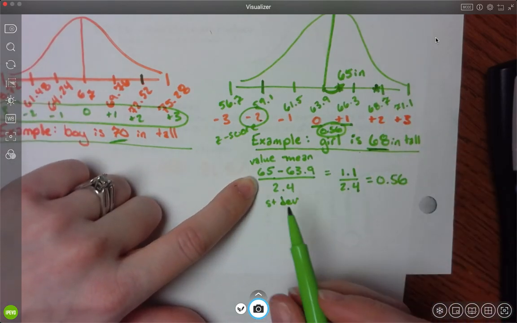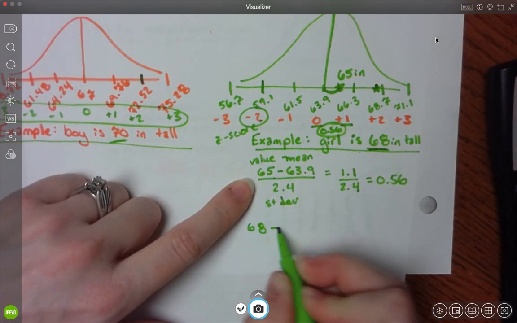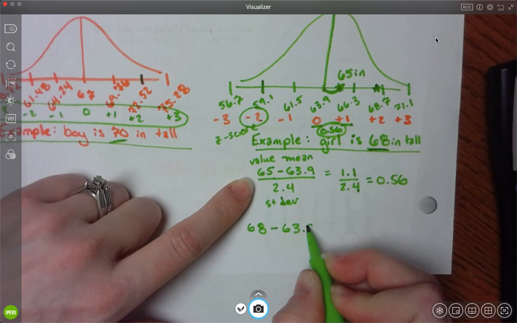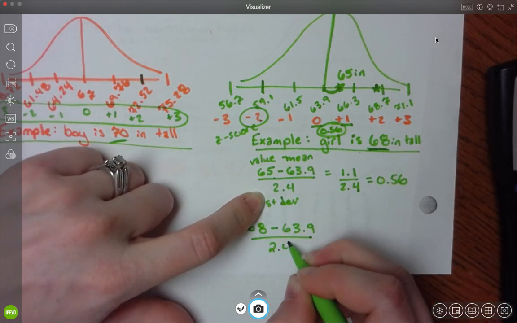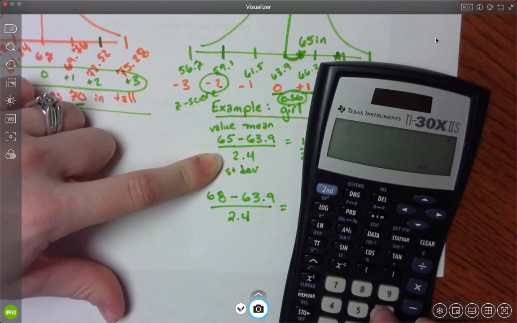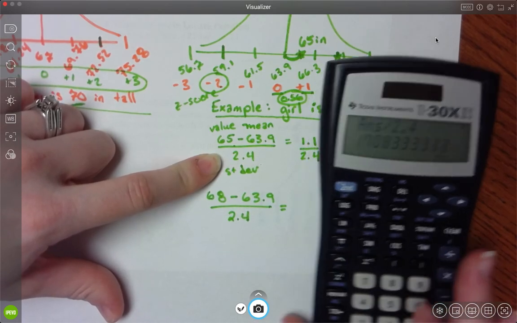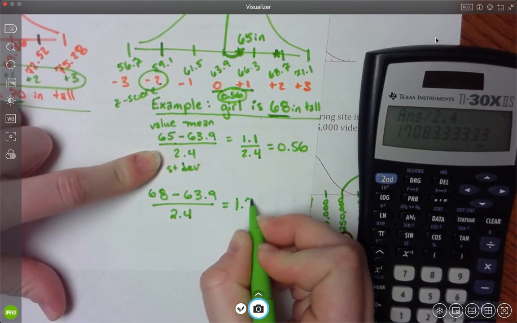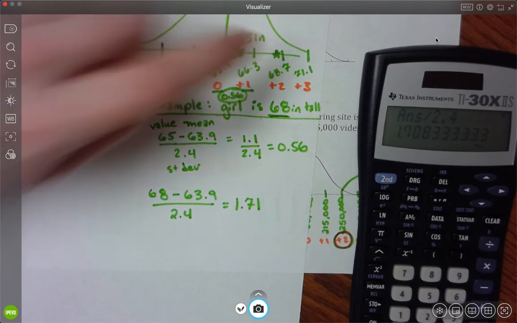So I take my value and I subtract the mean. 68 minus 63.9, which is the mean, and I divide by the standard deviation, which is 2.4. Let's get an answer. So I have 68 minus 63.9, and I divide by 2.4. So 1.71 is that z-score. We said it was just below 2.